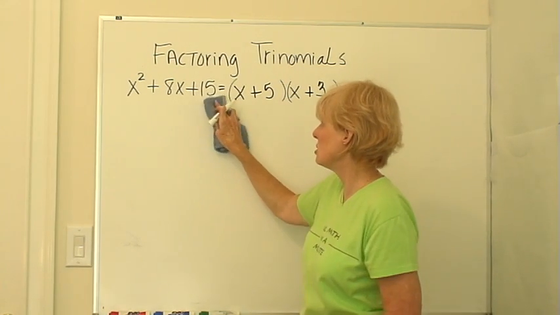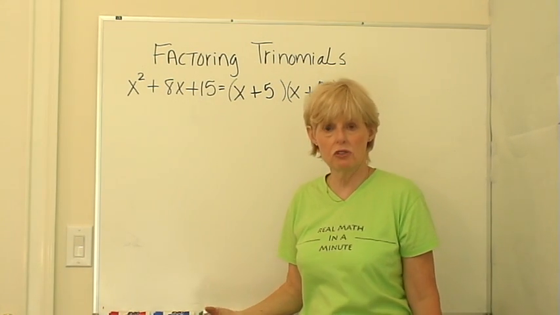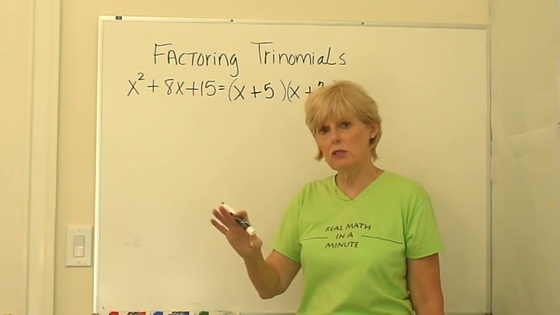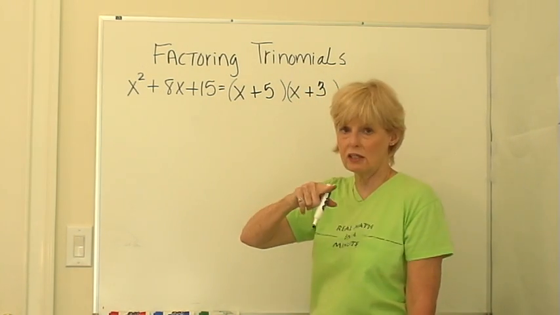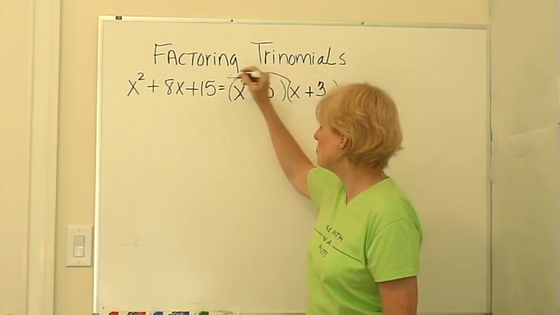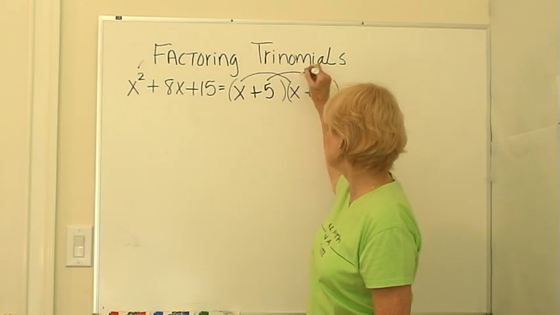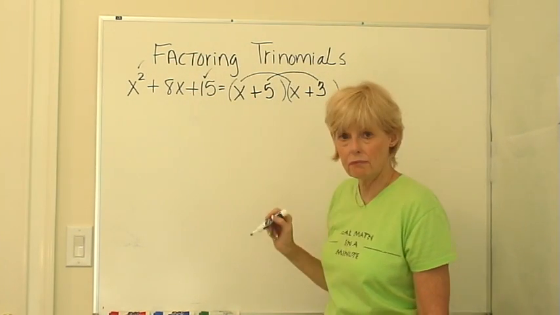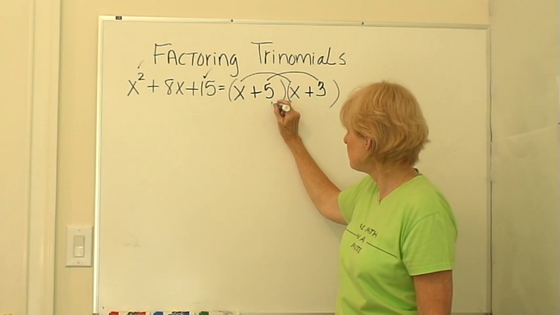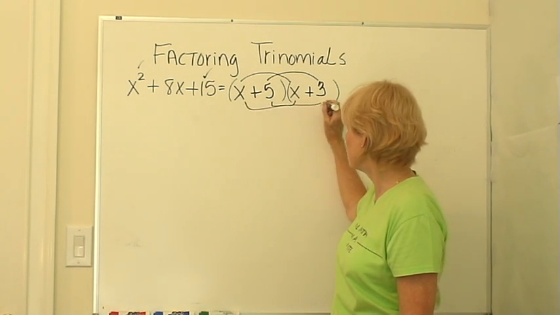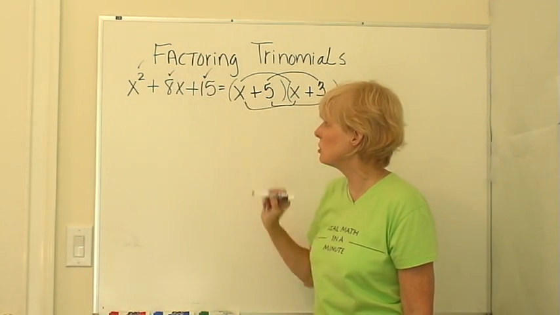Now we have to check that to make sure. Signs, numbers, too many places to mess up, but we can check it easily. We go x times x, yep. Positive times positive 15, yep. Then we check in the middle. Positive 5x, positive 3x, positive 8x works.